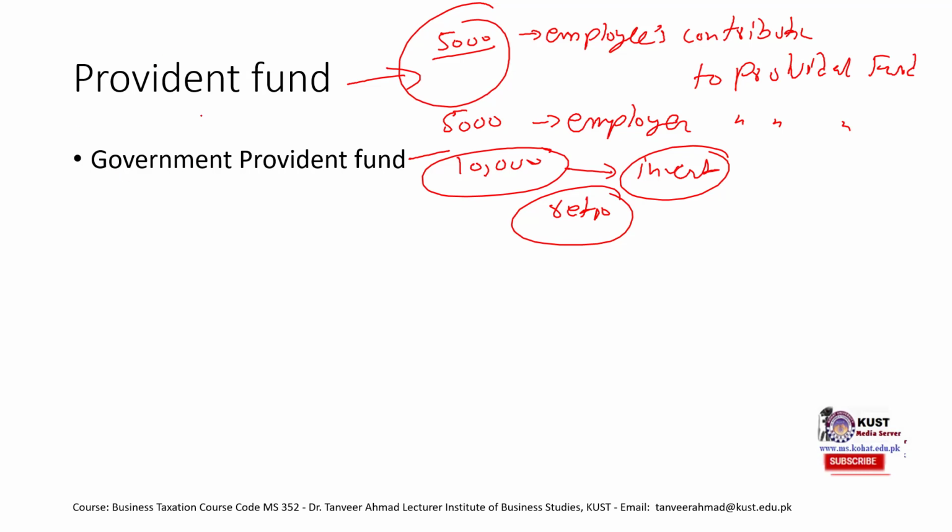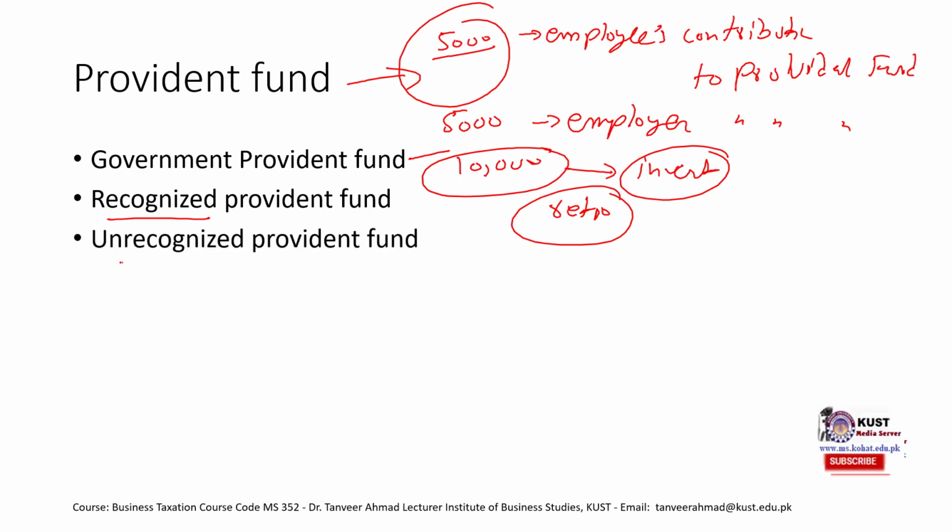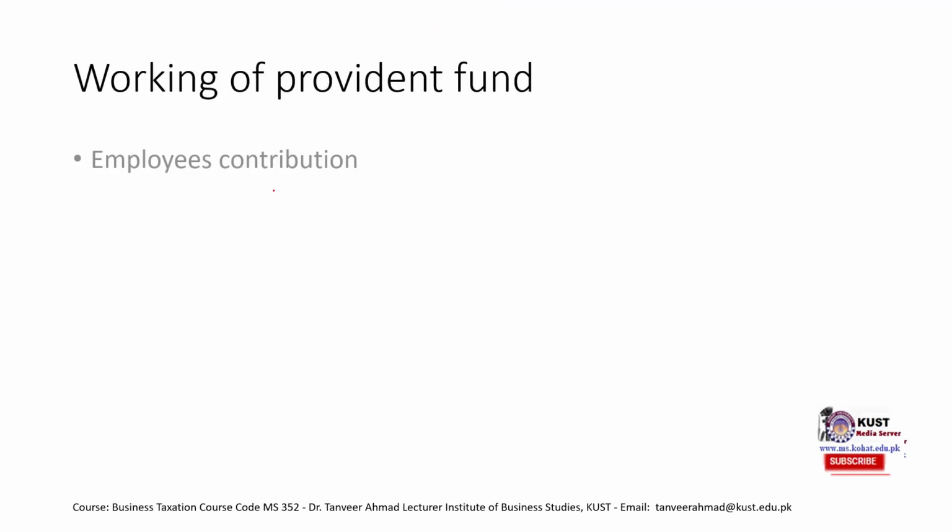So we have Government Provident Fund, then we have Recognized Provident Fund. These recognized provident funds are the funds that are recognized by the FBR. Then we have Unrecognized Fund. These are not recognized, either because they have not submitted the application for being recognized, or for not fulfilling the criteria, they are not recognized. So we have these three different types of provident fund, and the tax treatment is different for these three funds.